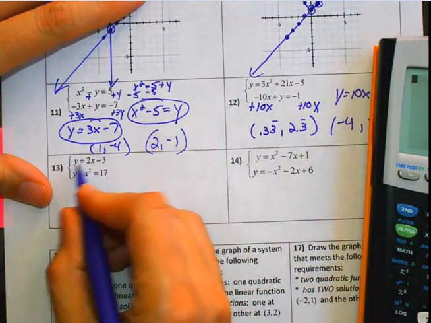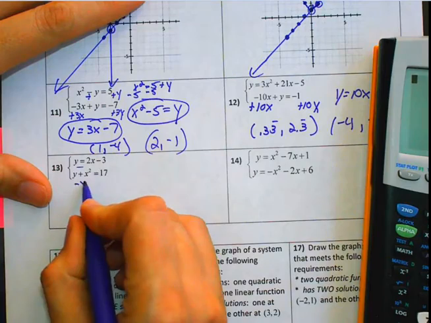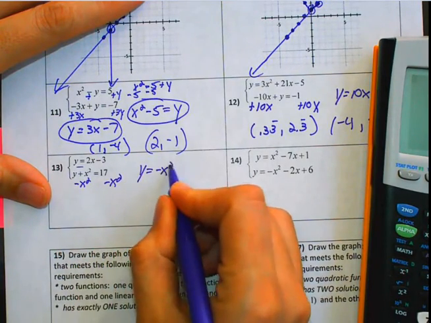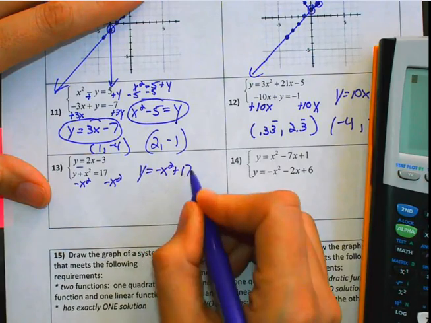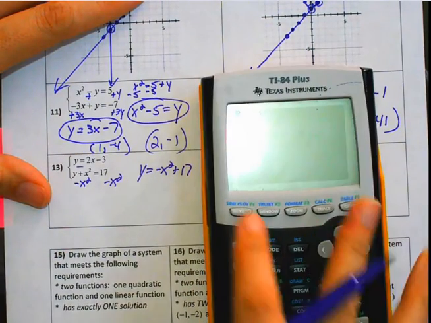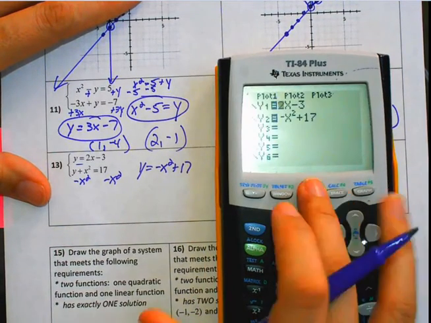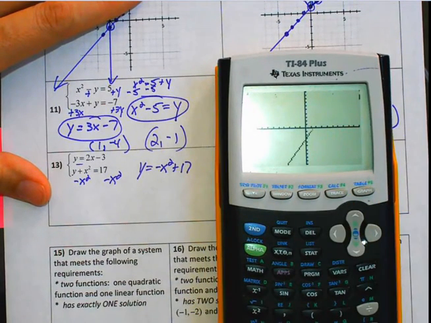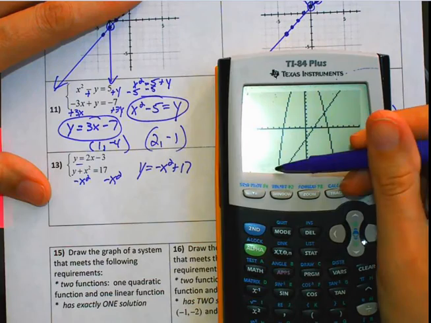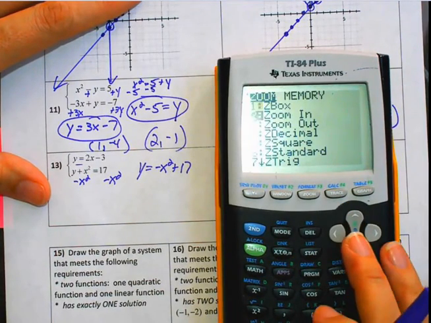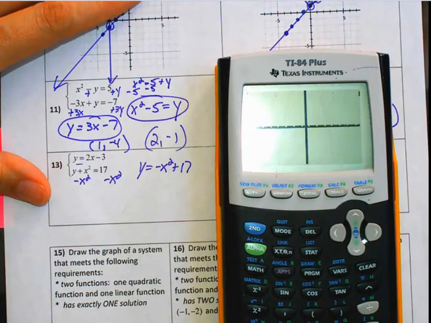Alright, again, next, make sure that it's in y equals. It is not. The first one is, so minus x squared on both sides. So y equals negative x squared plus 17. Put those both into y equals. Zoom 6 of a line and a parabola. Notice there's two intersections. There's one very visible here, and then there's one off of the screen. So this one you want to zoom out.